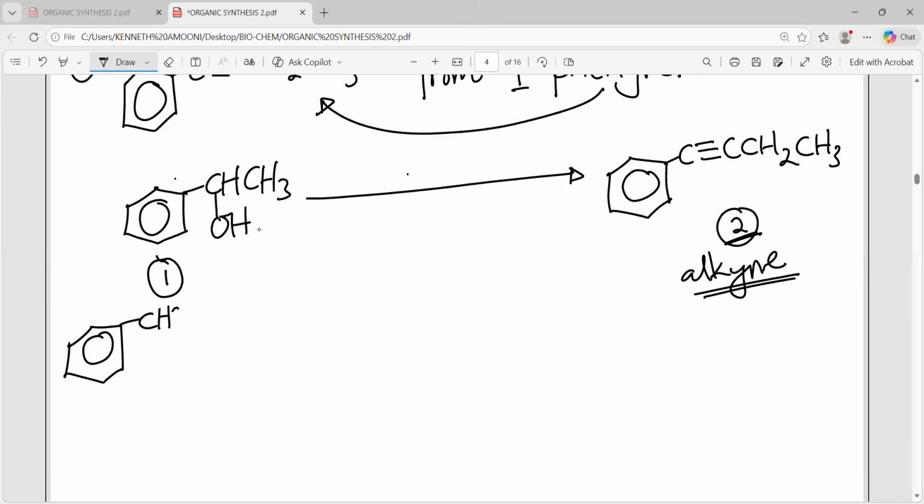And again, I said that the conditions for the reaction have to be properly stated. So from here, which condition am I going to use to dehydrate? I'm going to use concentrated sulfuric acid.